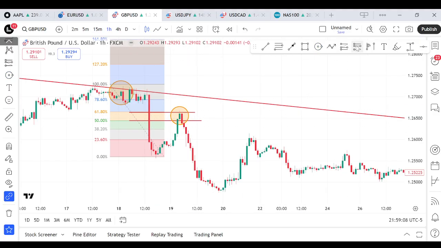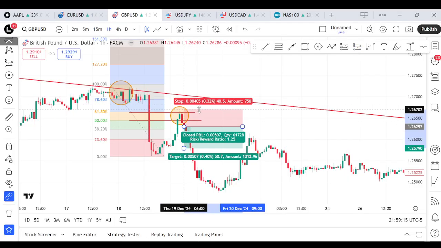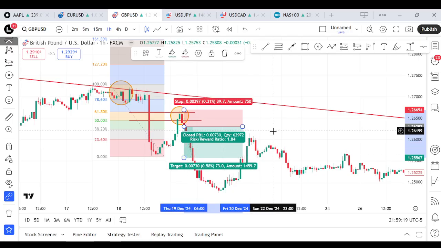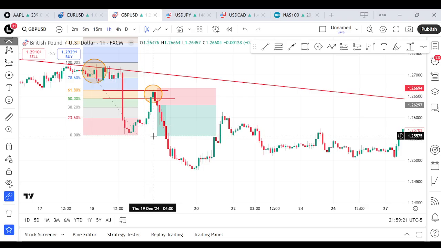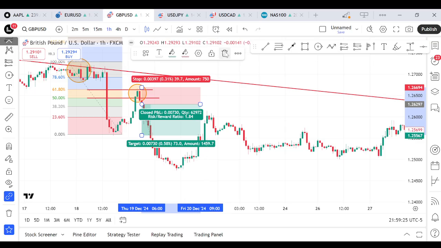Very clean. This setup is so perfect that upon the next candle's close, we can look to take a bearish trade with our stop loss just above that high, and I'll take profit at the 0%. This is a 1:1.84 risk to reward ratio, and that is that for this trade.